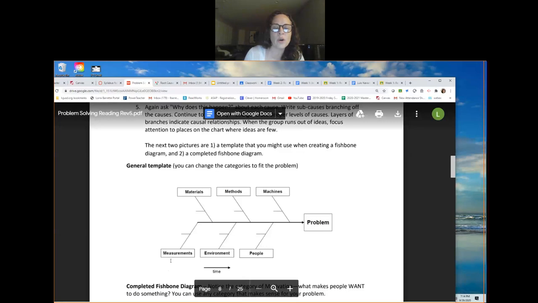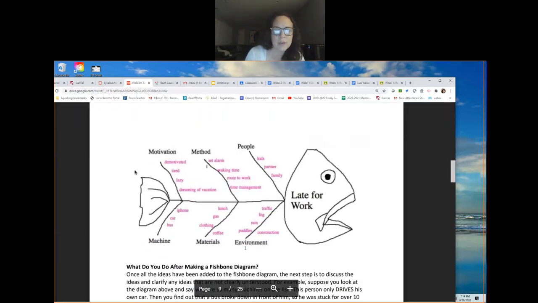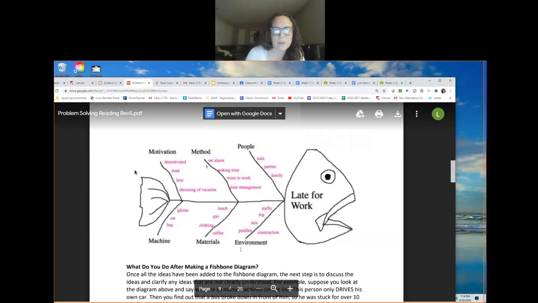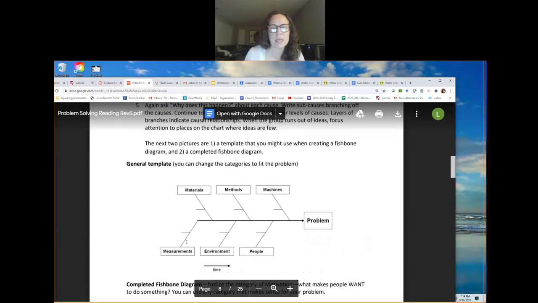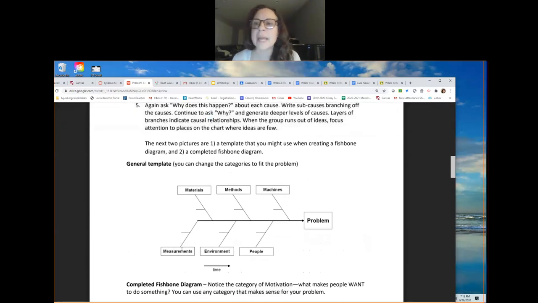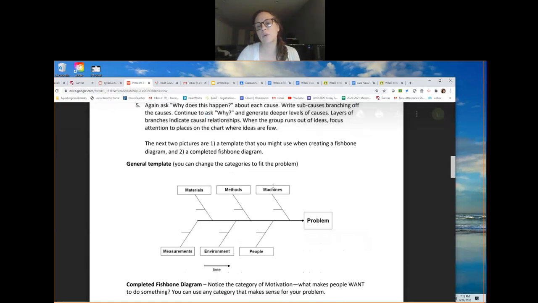So I don't know for measurements. Let's see what they put down here for measurements. Oh, they don't have measurements for this one. So I'm not quite sure, but maybe measurements might be they didn't buy enough of the correct rear view mirror. They ran out. So they didn't measure the right amount to buy, or something like that, I think would be under measurements. So all of these things you can use to create categories for any problem.